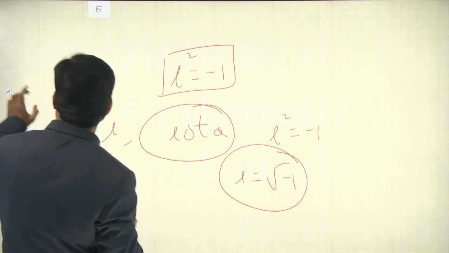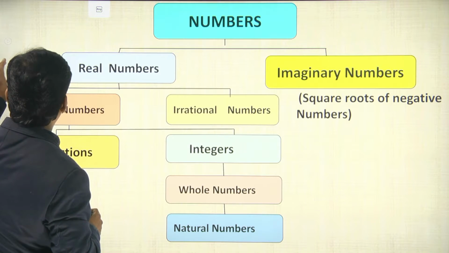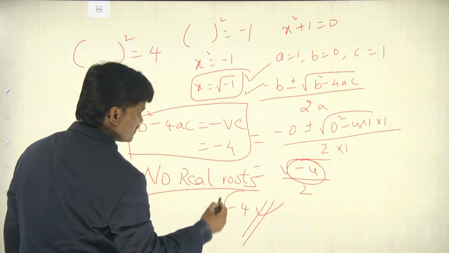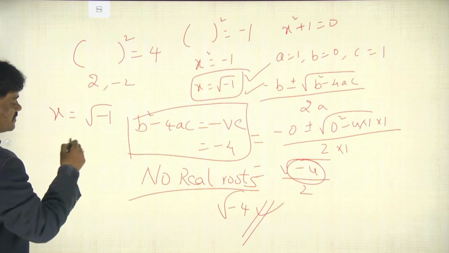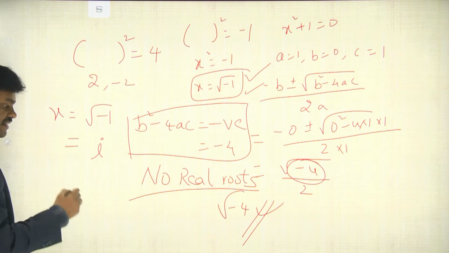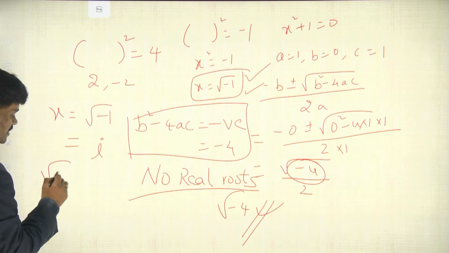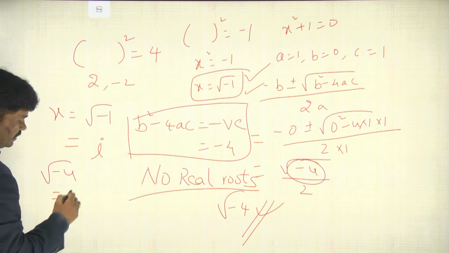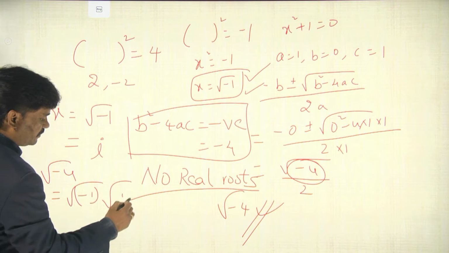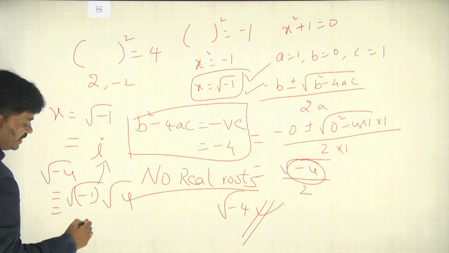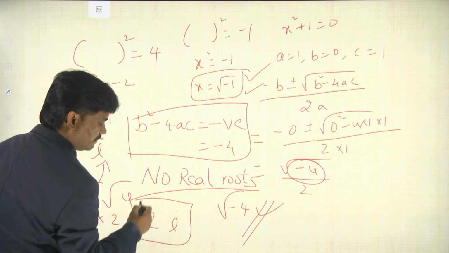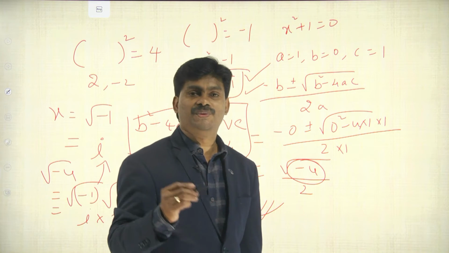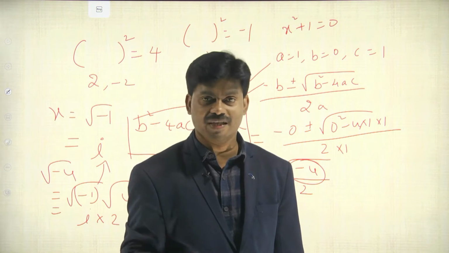Yes. Let's come back once. So here is a question, under root minus 1, under root minus 4. x is equal to under root minus 1, we will write simply as i, and x is equal to under root minus 4. We will separate under root minus 1 into under root 4. Under root minus 1 is i, under root 4 is 2. We get the imaginary number 2i. 2i is further called a complex number.